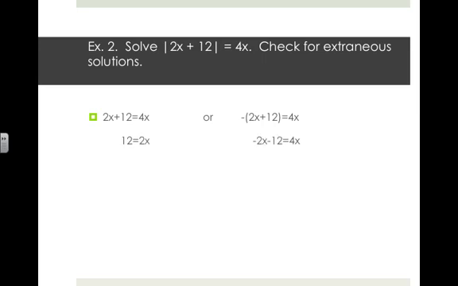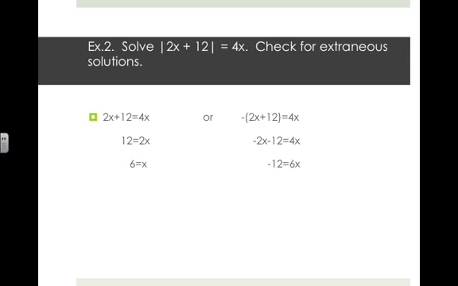Alright, so we start solving. On the left-hand equation, we subtract 2x over and get 12 equals 2x. On the right-hand equation, we distribute the negative, so we get negative 2x minus 12 equals 4x. On the left-hand equation, we divide by 2, we get 6 equals x. On the right-hand side, we add 2x to both sides, and we get negative 12 equals 6x. Divide by 6, and we get negative 2 equals x.